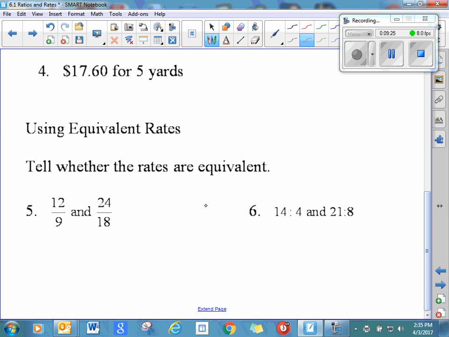We're going to talk about equivalent, meaning equal. That's another fancy word for equal. We're going to talk about 12 to 9 and 24 to 18. Well, these look like normal fractions, and we really should say ratios here, because these have no units, which means the units were the same and they canceled out. So we're trying to figure out whether these are equivalent. Do they occupy the same space on the number line?